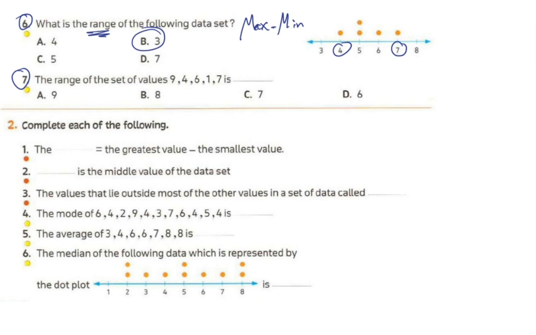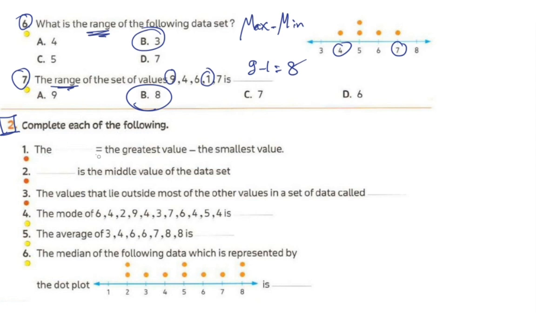Let's choose the range of the set of values. He asked us also about the range. Where is the minimum one and the maximum one? So 9 minus 1 equals what? Equals 8. Now we finish the first question of our assessment. Go to question number 2. He asked us to complete each of the following.